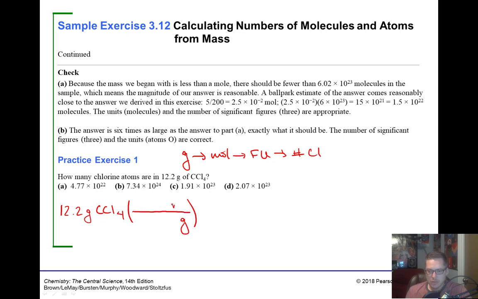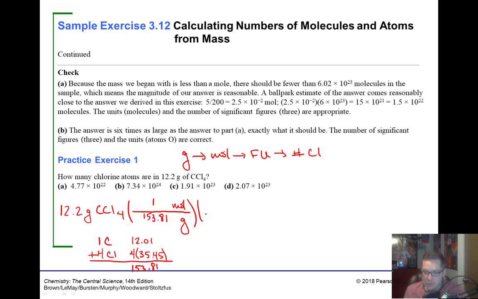Grams go on the bottom, moles go on the top. We have to figure out the molar mass, for 1 mole. We've got 1 carbon and 4 chlorines. Carbon is 12.01, chlorine is 35.45, but we have 4 of them. So 12.01 plus 4 times 35.45. We get 153.81. That's the molar mass of carbon tetrachloride, 153.81.